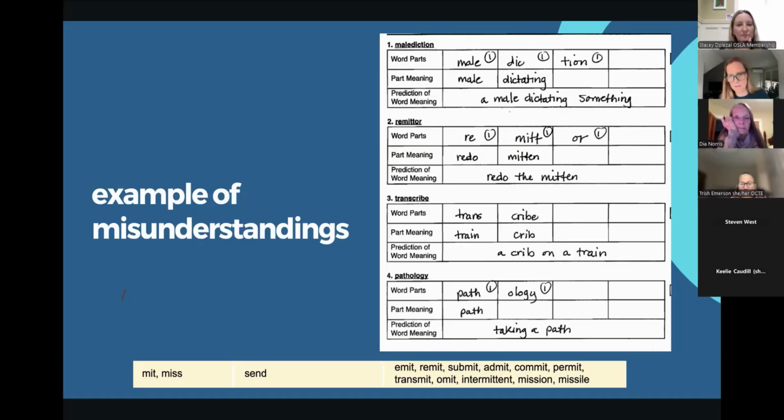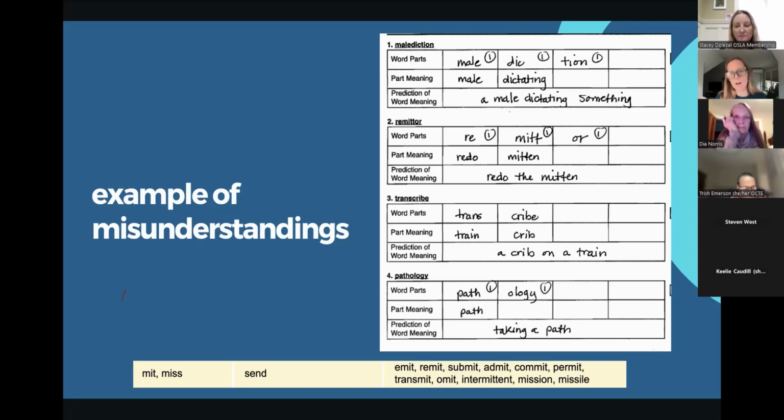And remit, the root is mit, which means to send. But because the kiddo doesn't know the rules for attaching suffixes, they think that the double T is part of the root, which it is not, right? So the root is mit. They added the double T because OR is a suffix beginning with a vowel. So this student thinks about mittens when in fact the root is mit.